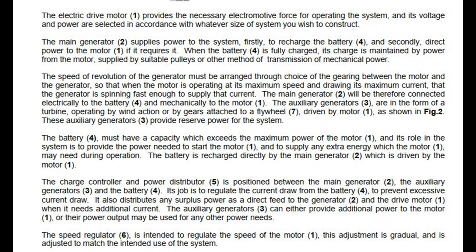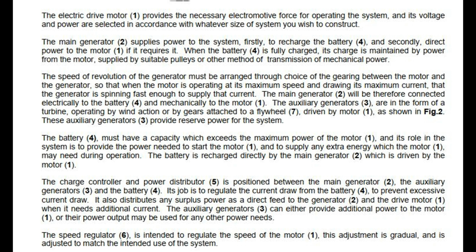The main generator, 2, supplies power to the system, firstly, to recharge the battery, 4, and secondly, direct power to the motor, 1, if it requires it. When the battery, 4, is fully charged, its charge is maintained by power from the motor, supplied by suitable pulleys or other method of transmission of mechanical power.